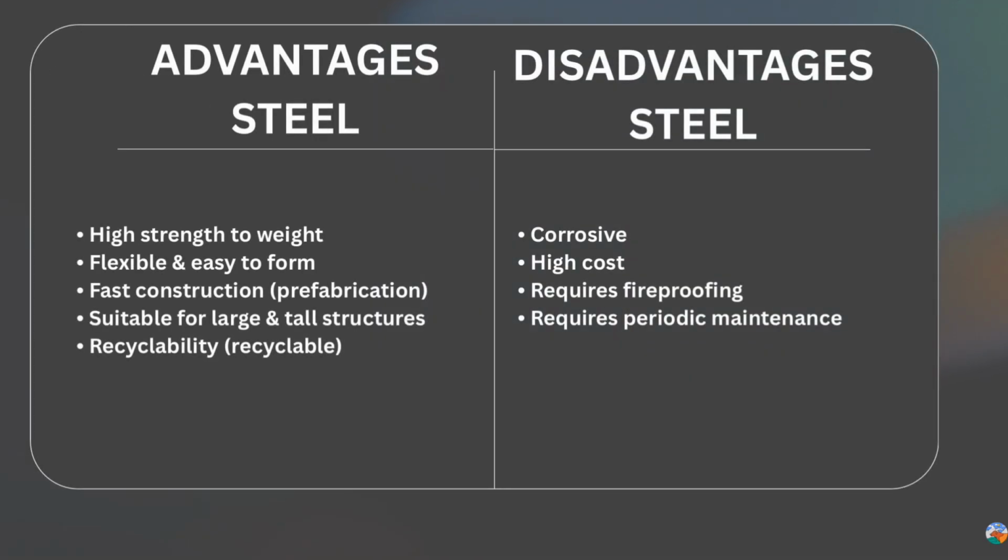Advantages of steel: high strength to weight, flexible and easy to form, fast construction, prefabrication, suitable for large and tall structures, recyclable. Disadvantages of steel: corrosive, high cost, requires fireproofing, requires periodic maintenance.